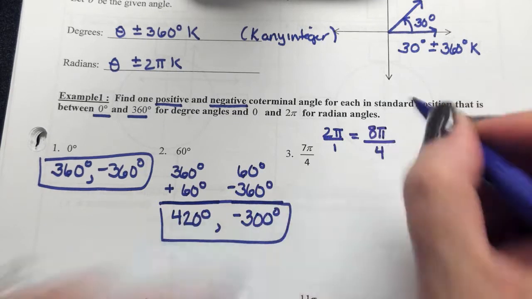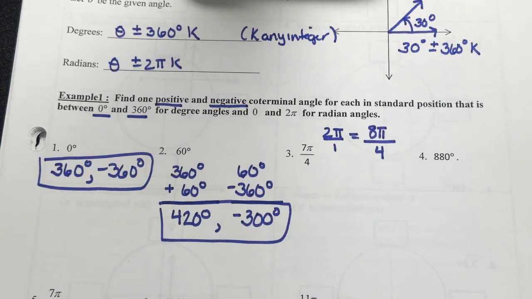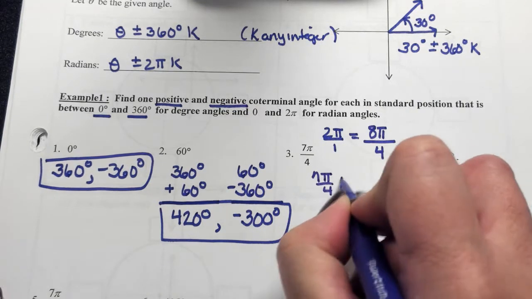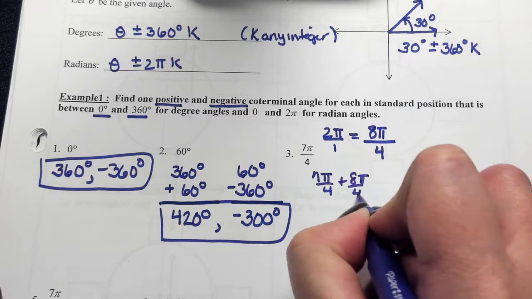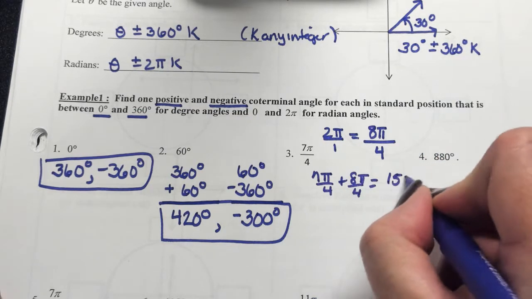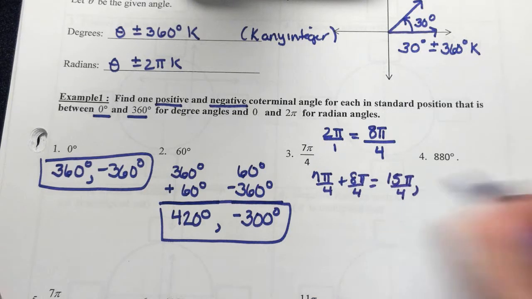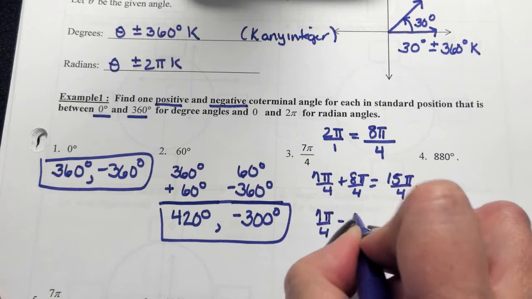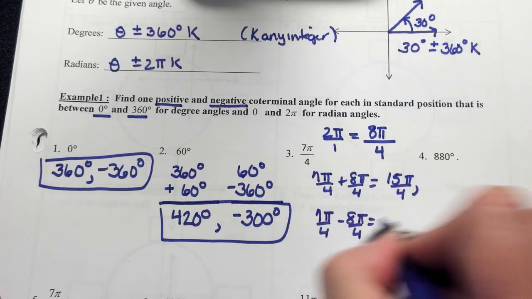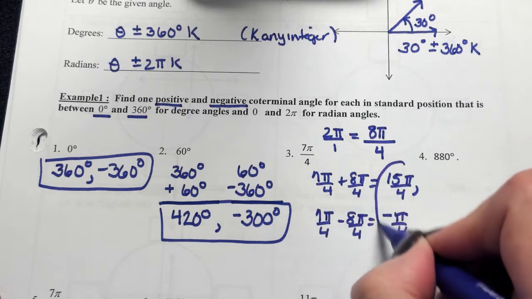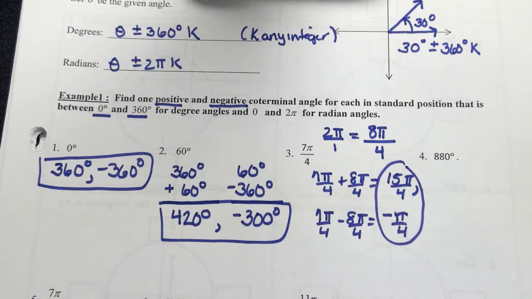8 pi. So instead of adding and subtracting 2 pi, you want to just rewrite 2 pi as 8 pi over 4. So then 7 pi over 4 plus 8 pi over 4 gives me what? 15 pi over 4. There's your positive coterminal angle. 7 pi over 4 minus 8 pi over 4 is going to give you what? Negative pi over 4. So there's your positive and your negative.